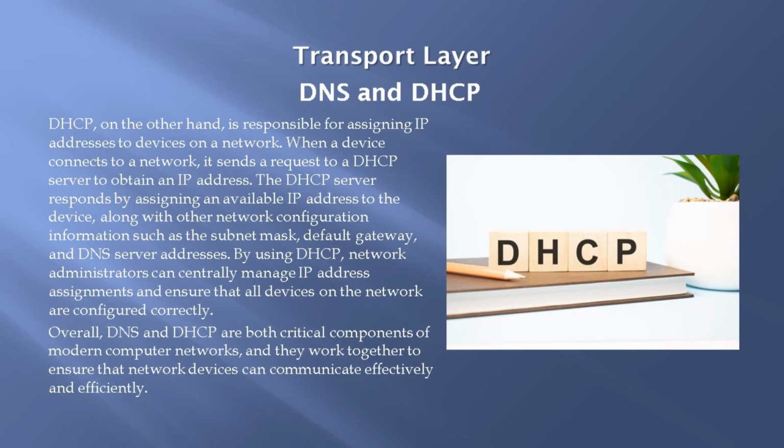DHCP, on the other hand, is responsible for assigning IP addresses to devices on a network. When a device connects to a network, it sends a request to a DHCP server to obtain an IP address. The DHCP server responds by assigning an available IP address to the device, along with other network configuration information such as the subnet mask, default gateway, and DNS server addresses.